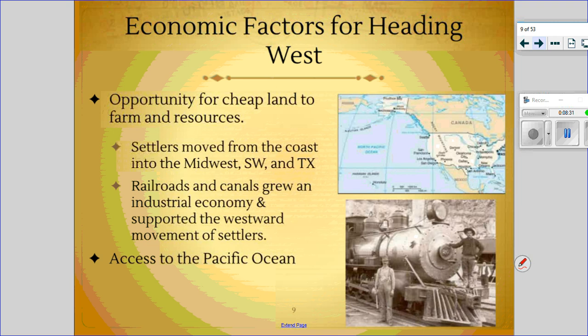All right, why did people go west? Well, for the same reasons they came to the New World in the first place. Cheap land, to farm, and to mine. Settlers moved from the east out to the Midwest. They moved to the southwestern United States. They went to Texas in large numbers.